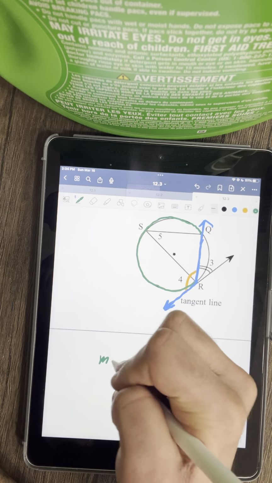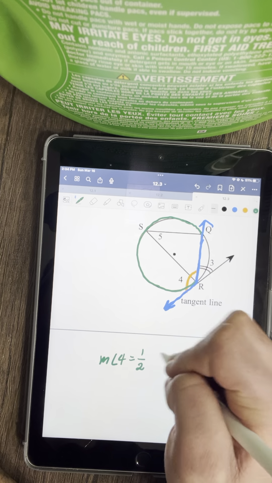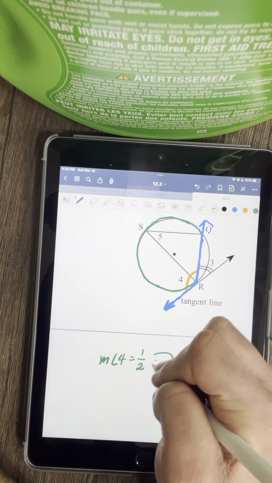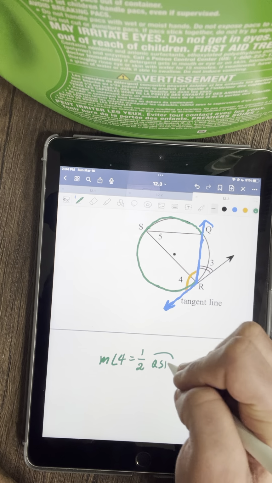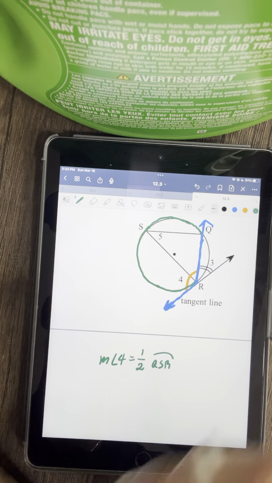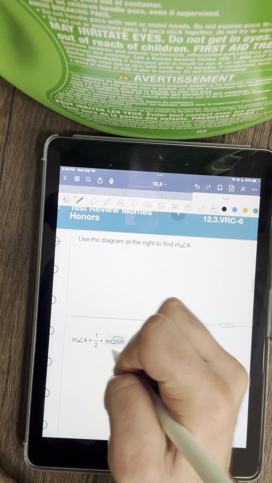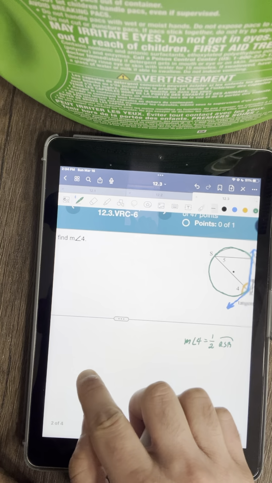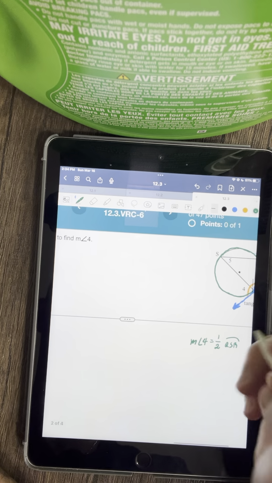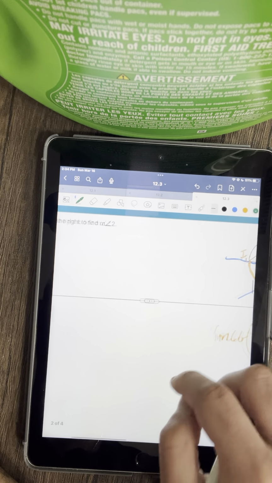So the measure of angle 4 is equal to half of arc QSR, or RSQ, whichever one, I don't know how they want to write it. So the measure of angle 4 is equal to half of the measure of QSR. And I think here they had measure as well. Yeah, measure. Okay?